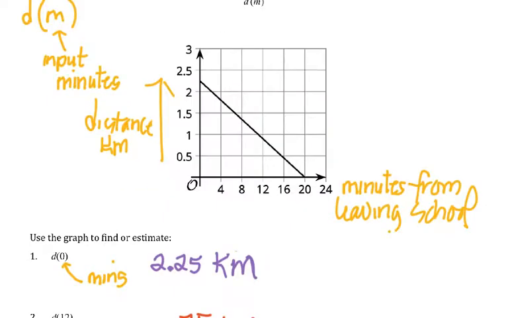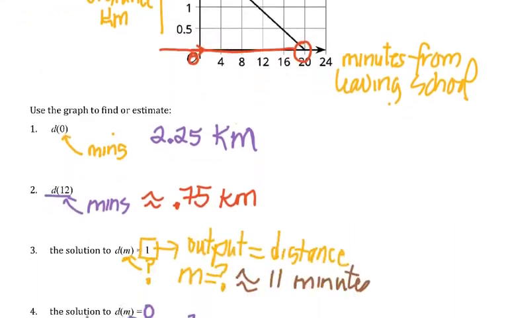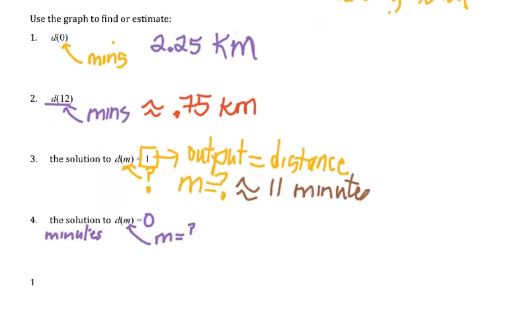Okay, so I want to know when the distance is 0. So here's 0 right here. Here's distance is 0. I'm going to go all the way over till it's right there. So I'm going to erase this just to double check. Yeah, so it's right there. So right at 20. So how many minutes is it when the distance is 0? The minutes is 20 minutes.